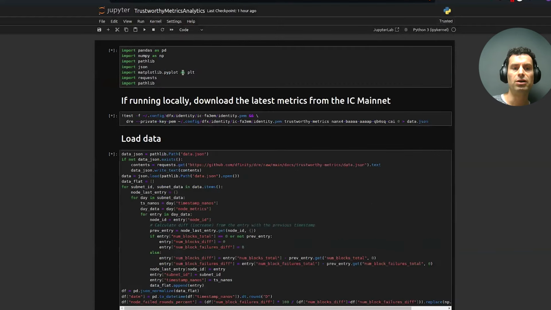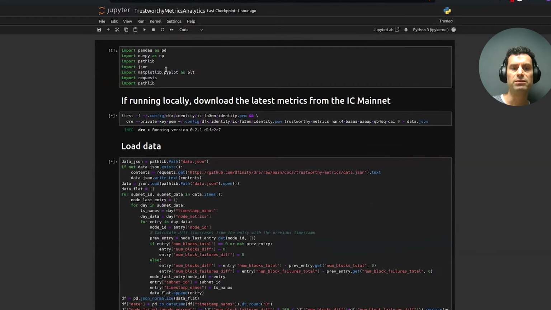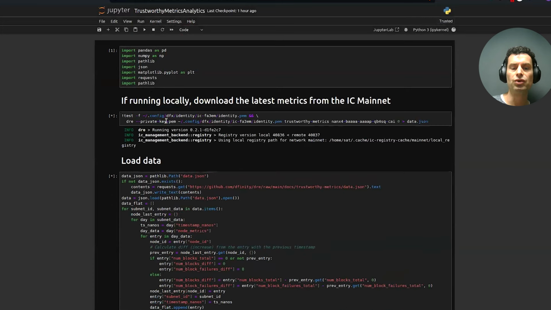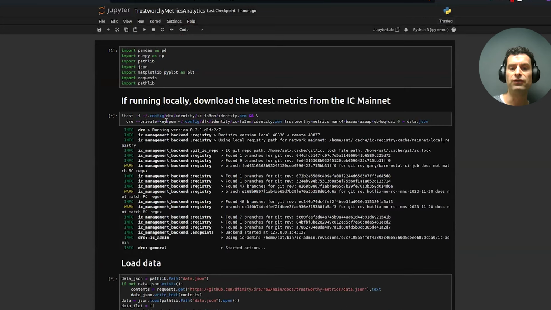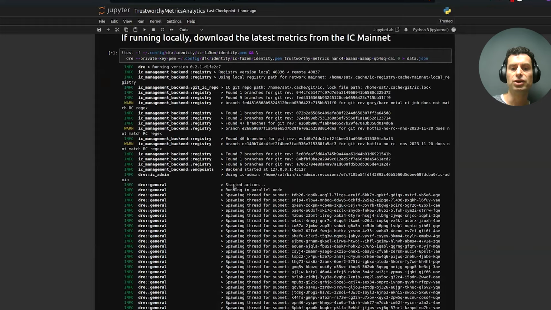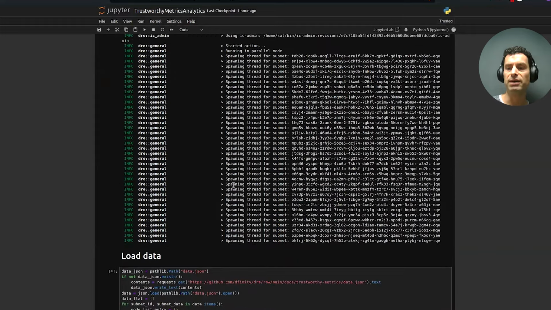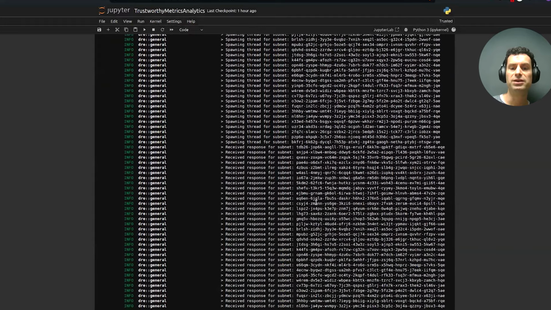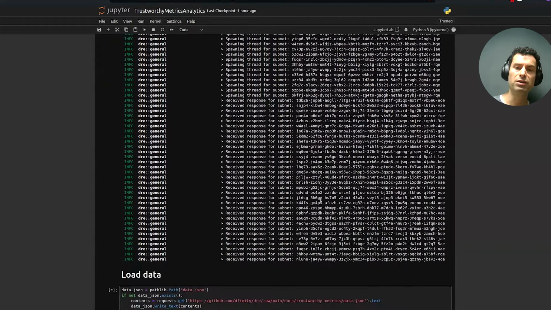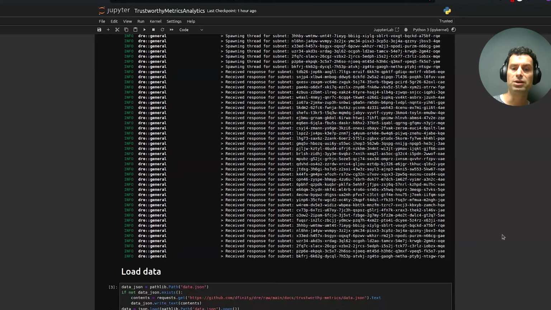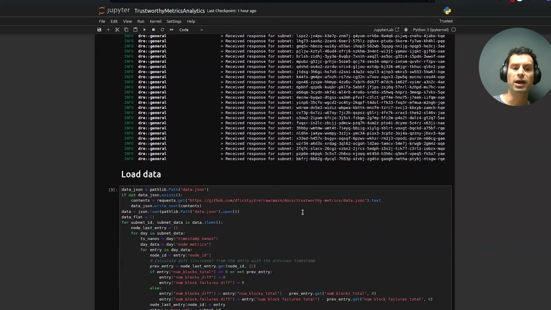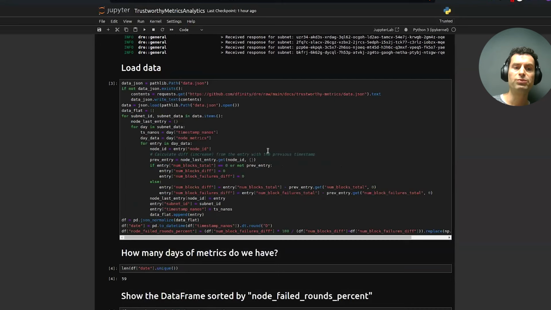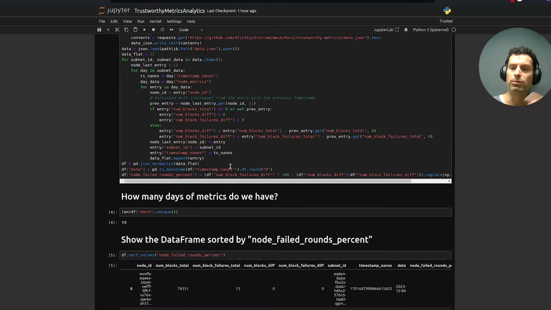So what we do here is import some dependencies, and then we run this tool, which will live fetch the information from the IC. It creates a separate thread for every subnet and fetches the information from every subnet in parallel. Hopefully that finishes soon. Yeah, it's receiving responses. Then it will compact all data back and produce a gigantic JSON document. And then we do some post-processing of the data here to compose a nice data frame that we can do analysis on.